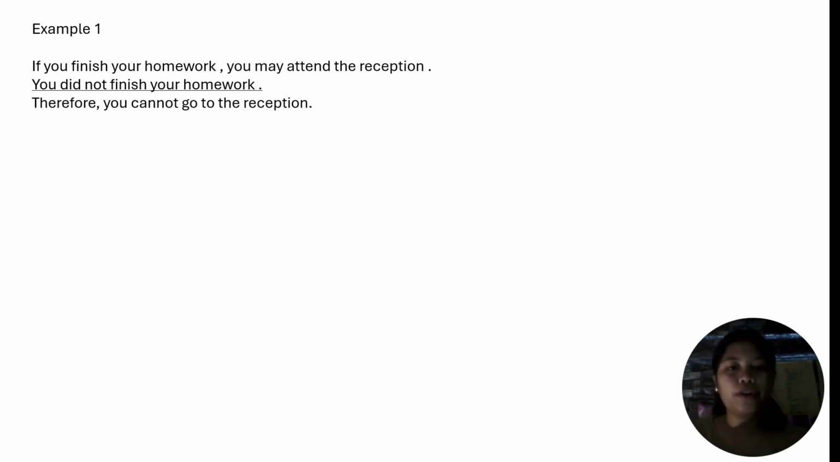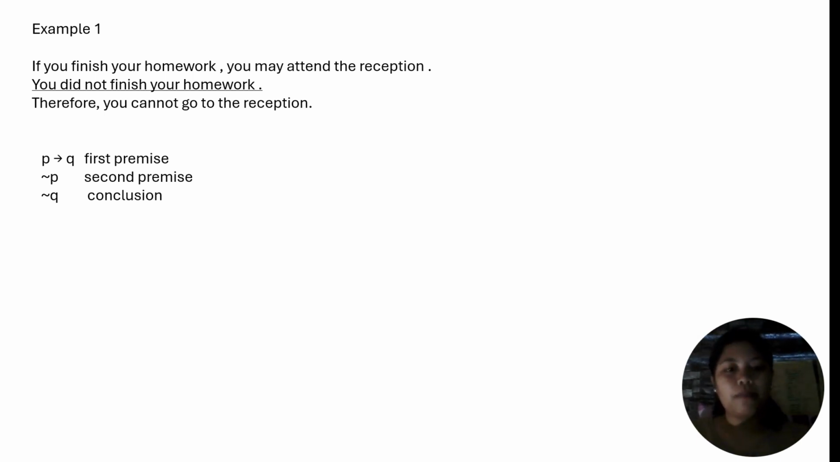So if you finish your homework stands for P. You may attend the reception stands for Q. Premise 1 is connected, so we will use the conditional symbol. In the second premise, you did not finish your homework, that is the negation of P. And our conclusion, therefore you cannot go to the reception, is the negation of Q. So this is our symbolic form: P implies Q, and the negation of P, and the conclusion, the negation of Q.